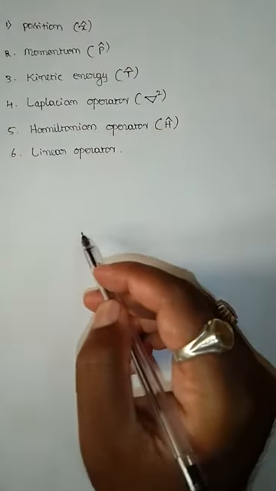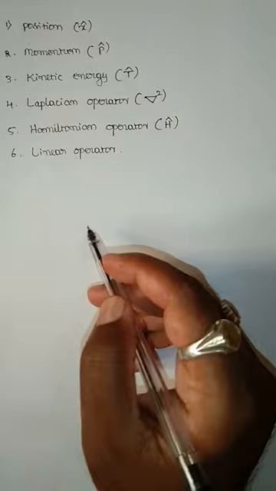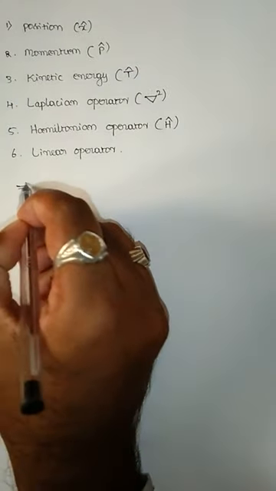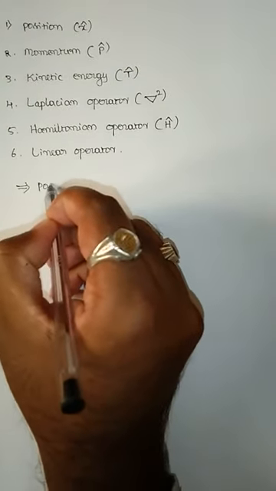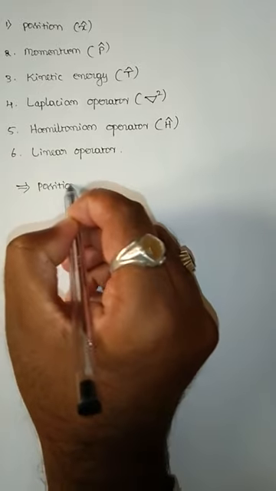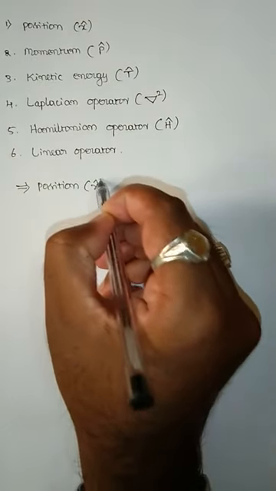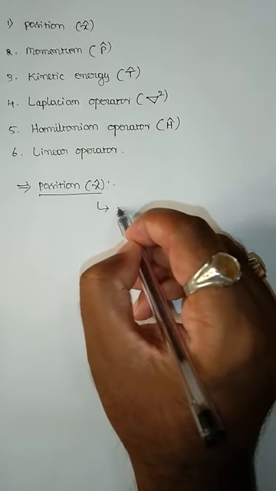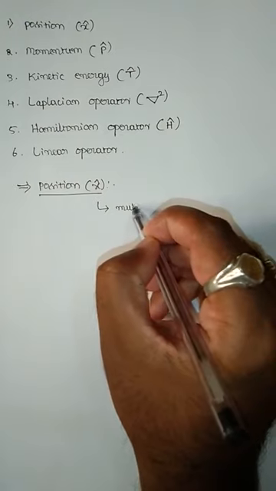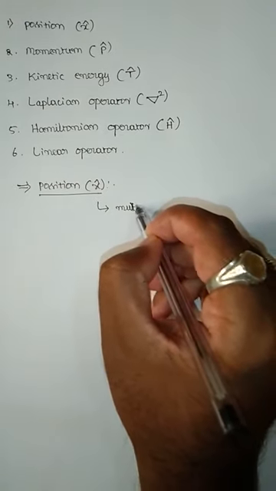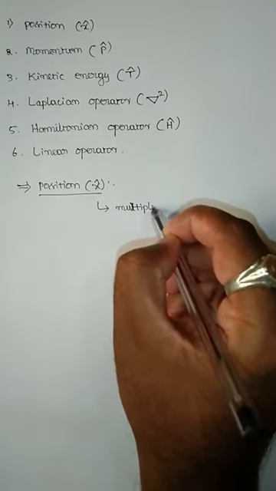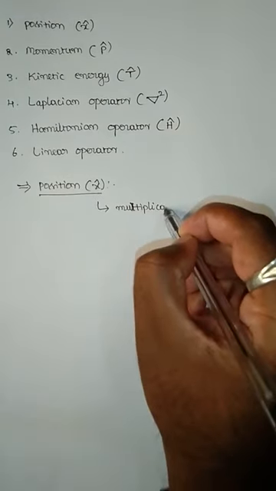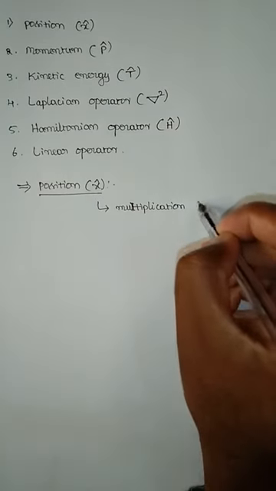So these are the operators we shall learn in this video. Firstly, let me consider the position operator, that is x cap. So this position operator simply implies multiplication by x.